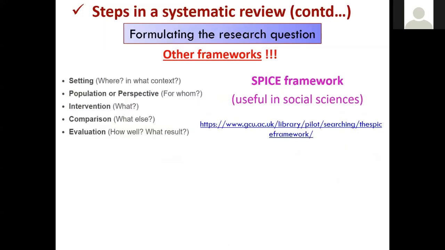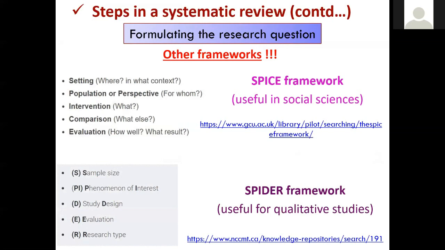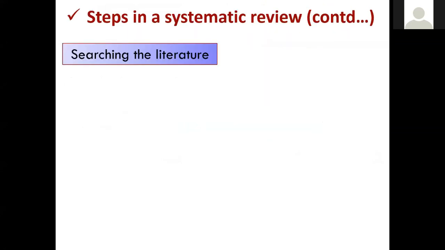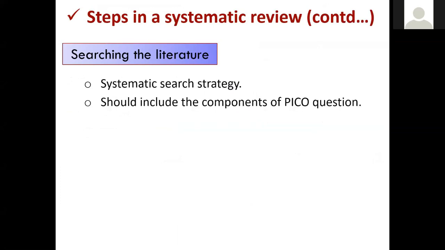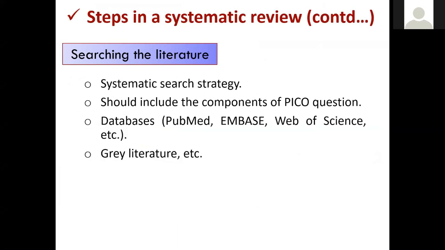There are other frameworks also for formulating a research question, like the SPICE framework, which is useful in social sciences, and the SPIDER framework, which is useful for qualitative studies. The next step is searching the literature. The literature search has to be systematic, and it should include the components of the PICO question. I'm sure you have been introduced to databases like PubMed, Embase, Web of Science, etc., and also other sources, including gray literature, to ensure that the search is as comprehensive as possible.